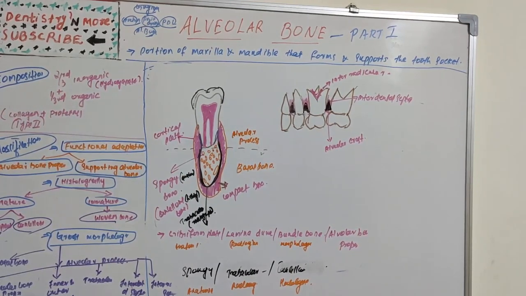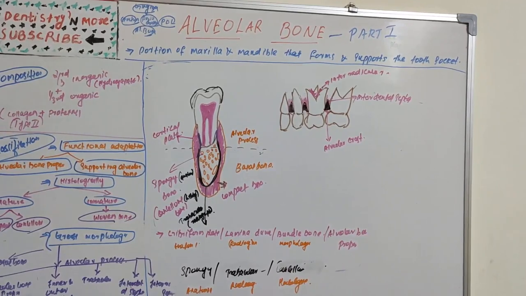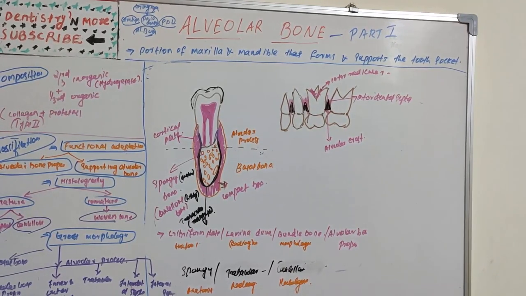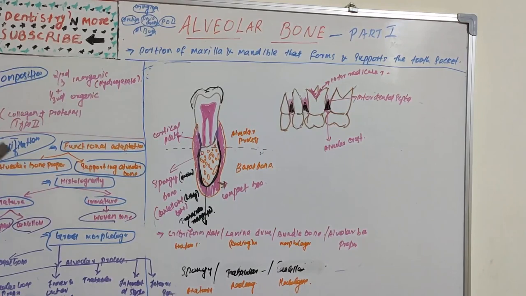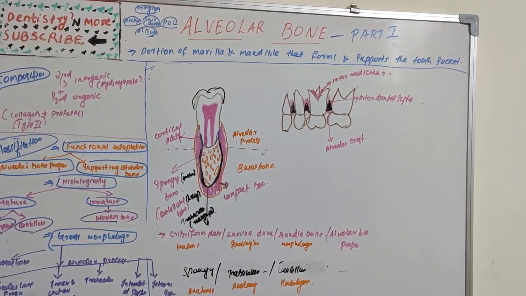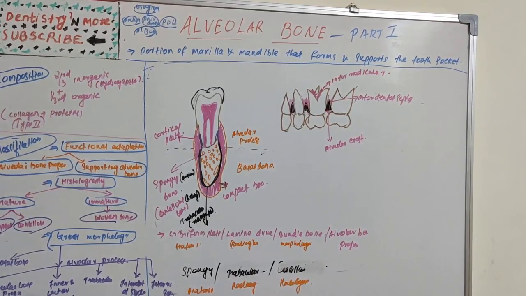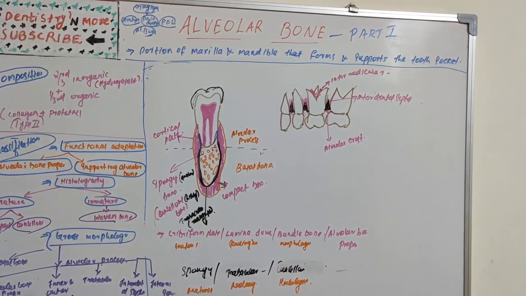So we have covered the classification and the formation of bone, the process of alveolar bone formation and classification in detail, and also the composition. Now the second part of alveolar bone will cover the histology, that is the various cells and matrix components. So I'll come up with the second part, the cells of alveolar bone, basically the histology.